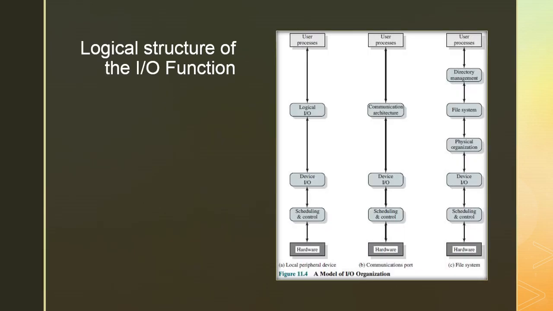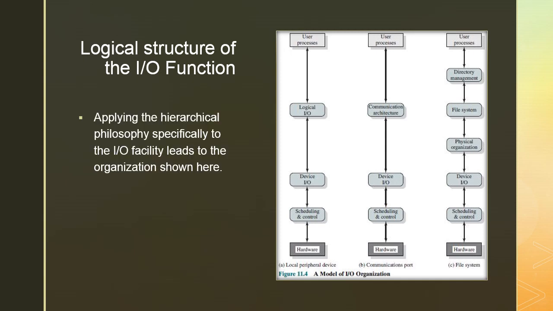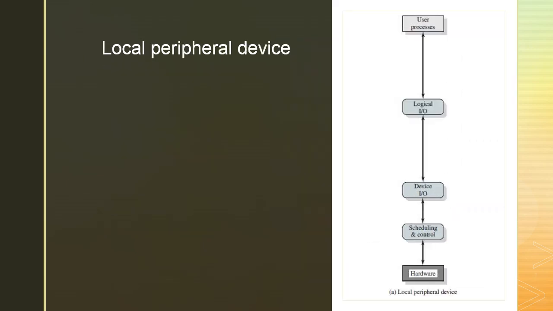Logical structure of the IO function. Applying the hierarchical philosophy specifically to the IO facility leads to the organization shown here. Most operating systems approach I/O in approximately this way. Let us consider the simplest case first, that of a local peripheral device that communicates in a stream of bytes or records. The following layers are involved.